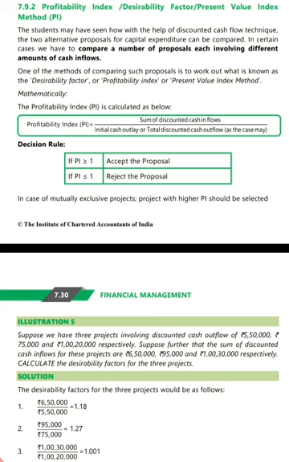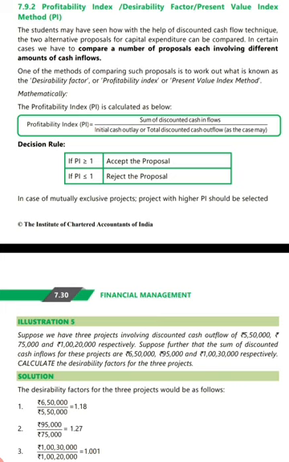So what is the formula to calculate the profitability index? It is the sum of the discounted cash inflows divided by the cash outlay. That is nothing but the present value of discounted cash inflows divided by the initial cash outlay or initial investment, or total discounted cash outflow.